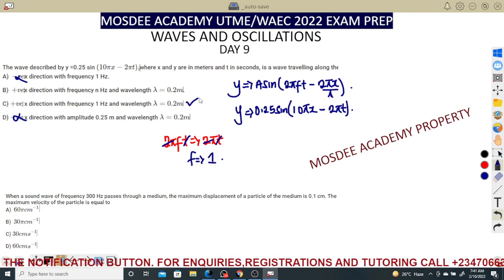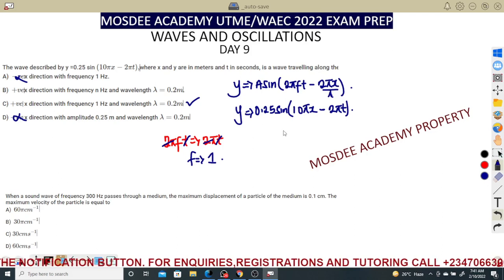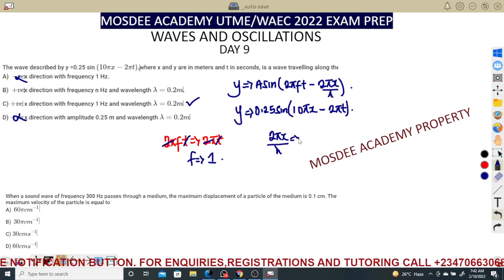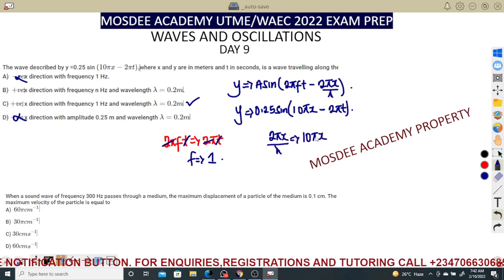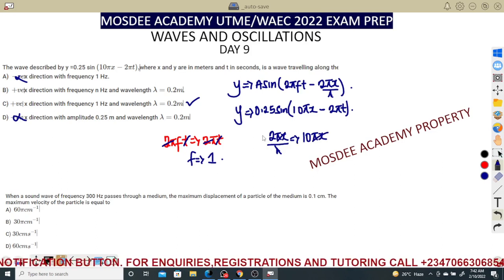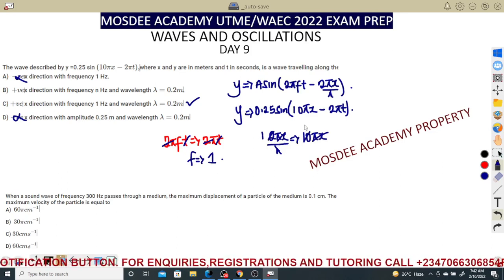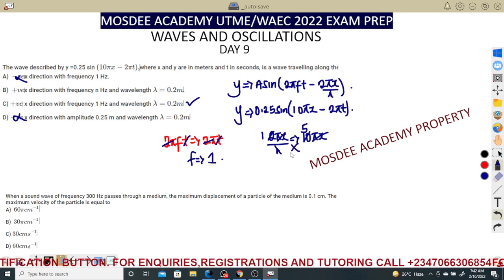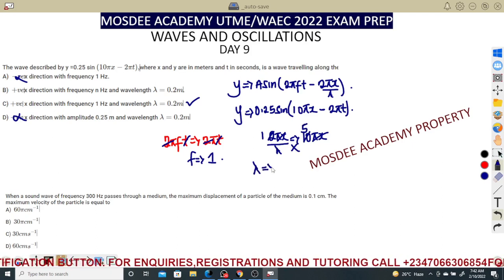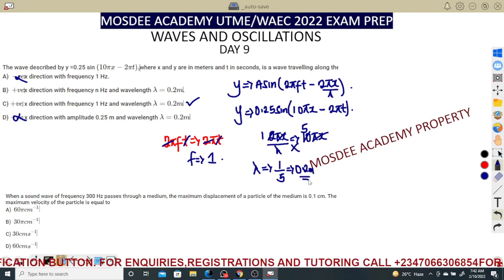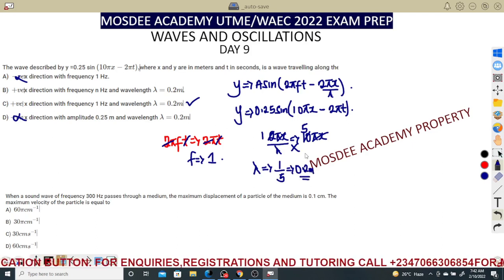I may not solve the wavelength to save time, but if I want to solve the wavelength, I set this equal. Look at this, guys. 2 pi x by lambda is equal to 10 pi x. On simplification, pi x gets cancelled out. 2 here is 1, 2 here is 5. If you don't know how to cut like that, please cross multiply. So 1 over lambda is equal to 5. Cross multiply: lambda will be equal to 1 over 5. What is 1 over 5? 0.2 meter.